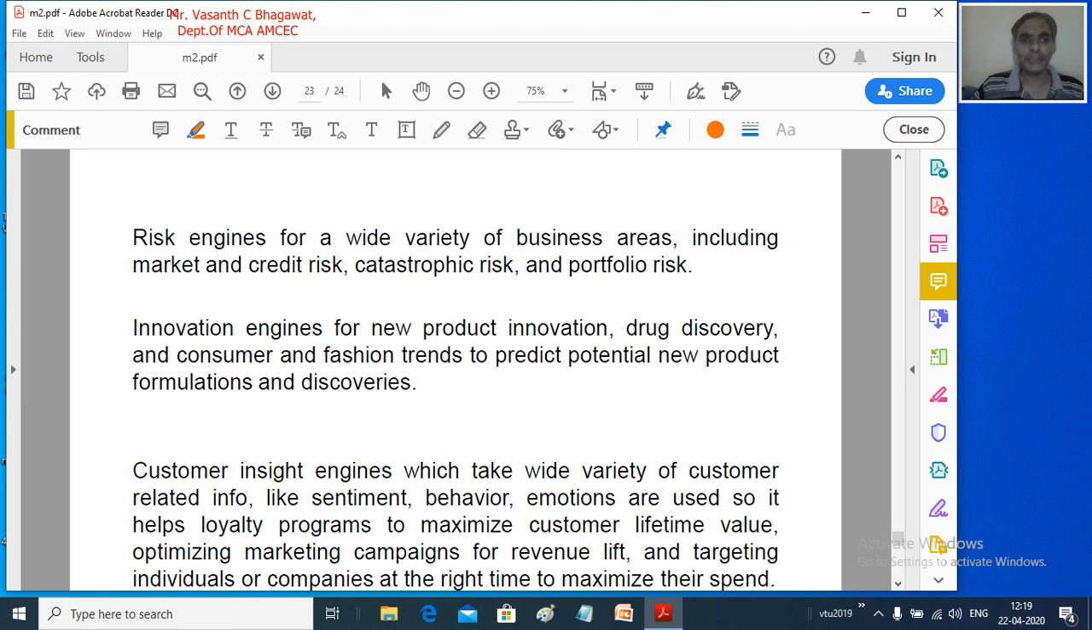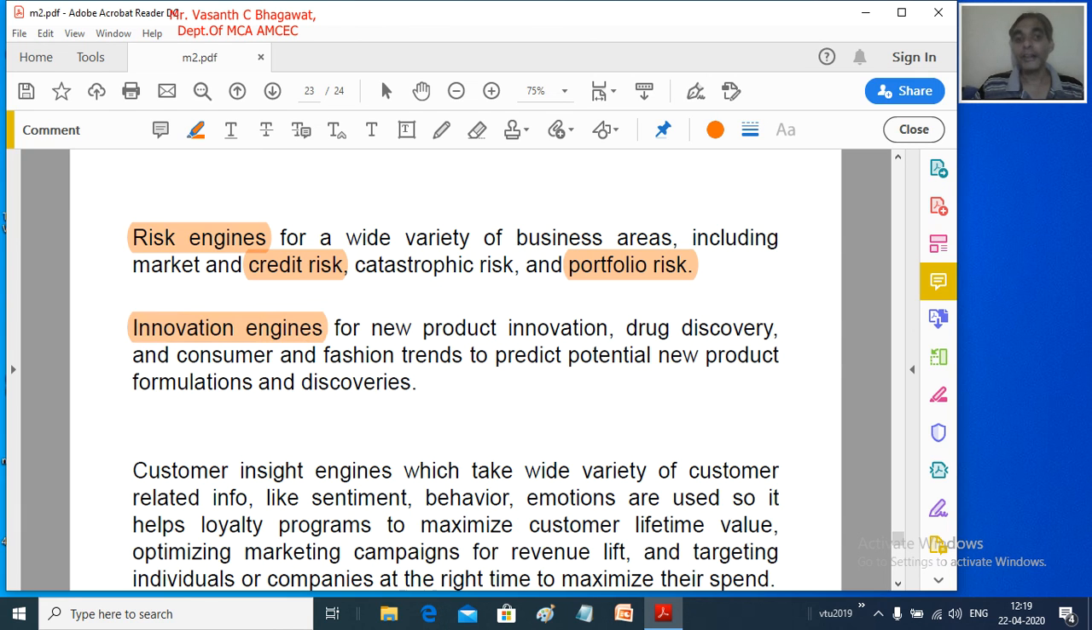Even risk engines, like the financial organizations, look into the credit risk. They calculate the credit risk before sanctioning, looking into the market and portfolio risk. There are so many organizations which use the risk engine for predictive analysis.